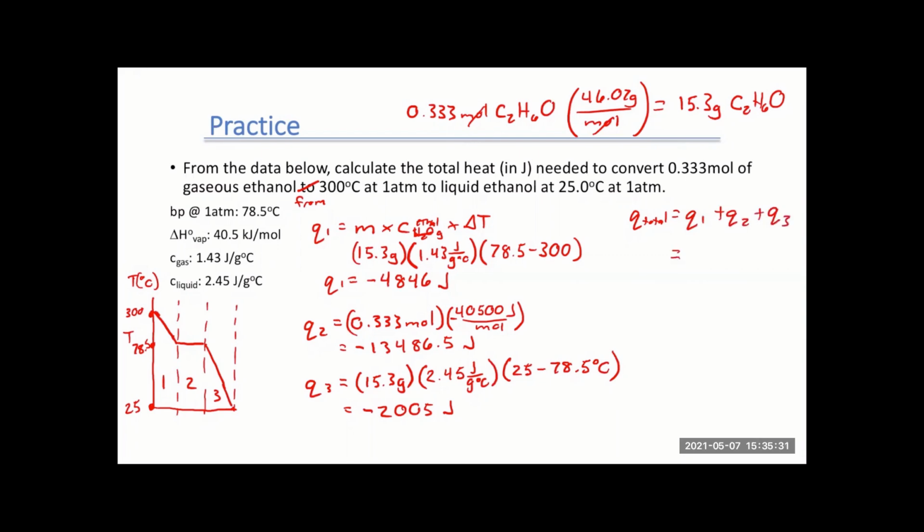And so now Q total equals Q1 plus Q2 plus Q3. So we're just adding them all up at this point, which would be that negative 4,846 plus that negative 13,486.5 plus that negative 2,005, which gives us a total of negative 20,337.5 joules. Or, with correct sig figs, negative 2.03 times 10 to the 4th joules.